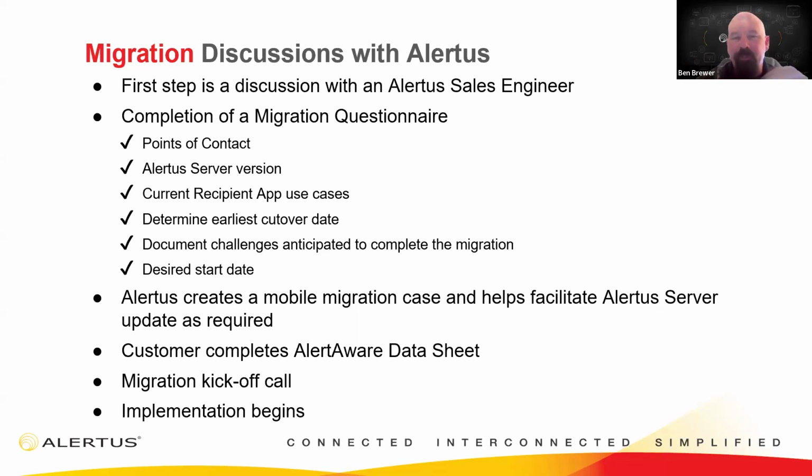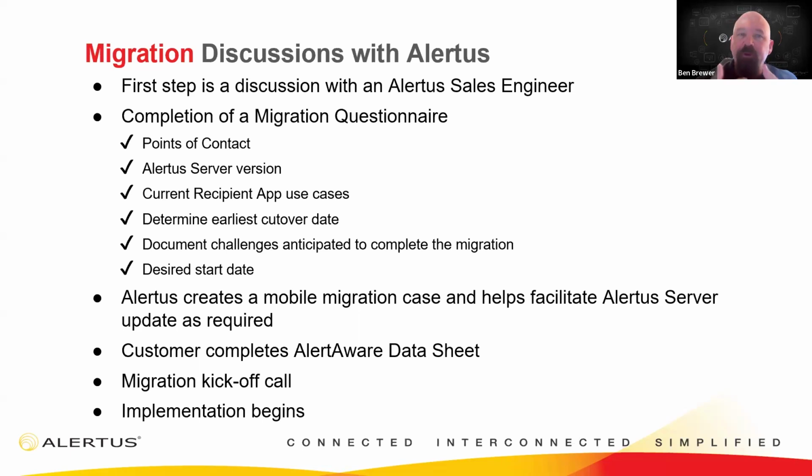So you do have the ability to operate the AlertAware mobile app in parallel with the Alertus Recipient app until the time that the Recipient app fails to operate. And obviously, we'll be keeping you all posted of exactly when that is likely to occur following December 31st. We don't anticipate that it's going to be long after that particular date, but you will have the ability to operate these two in parallel and then go ahead and cut over on the date that makes the most sense to you.